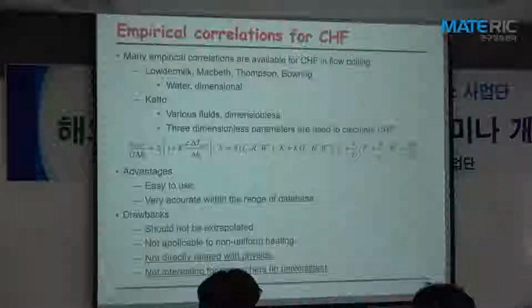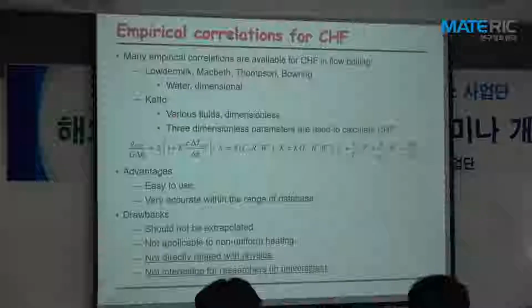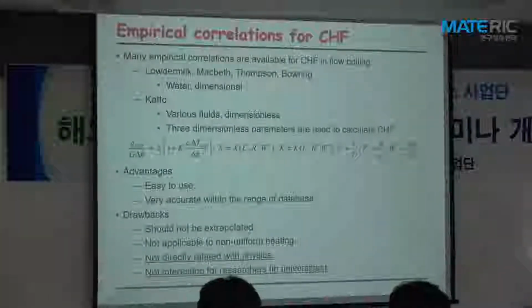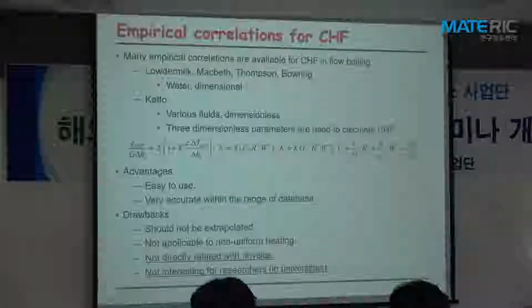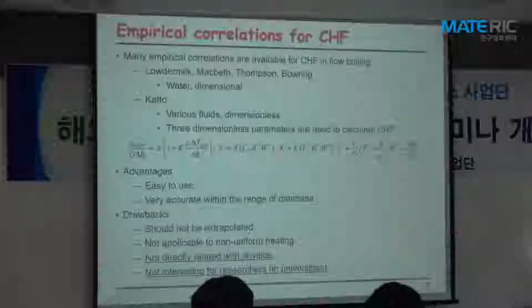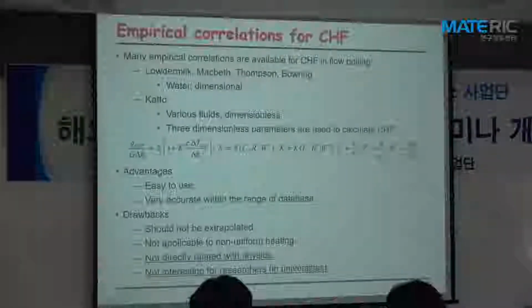One reason maybe is because I'm Japanese, therefore I recommend Kato's correlation. Kato is a very, very memorable professor at the University of Tokyo. In his correlation, he accumulated many critical heat flux data. Various fluids were used, and the correlation has this form.